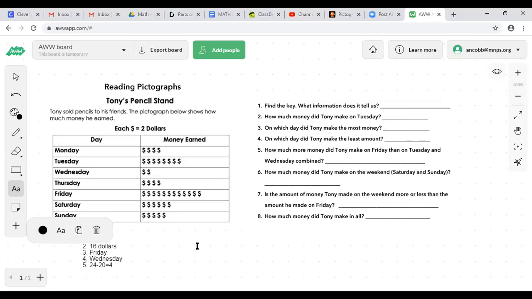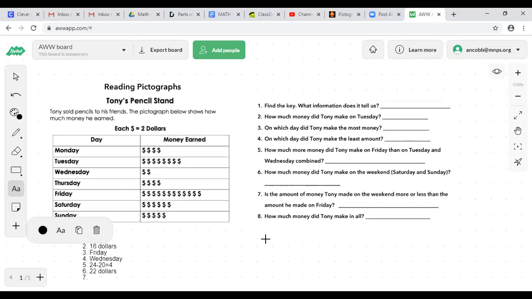Number 6 reads, how much money did Tony make on the weekend, which is Saturday and Sunday? So that means we're going to have to add once more. So I'm going to count 2, 4, 6, 8, 10, 12, 14, 16, 18, 20, 22. So on the weekend, he made $22.